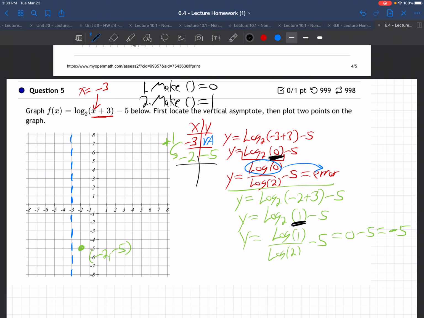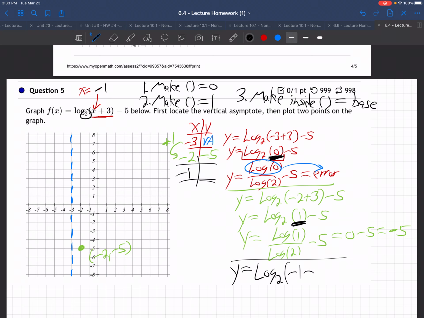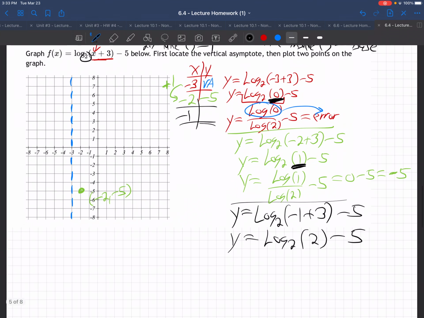Next, third, make the inside of the parentheses equal to the base. What's the base? 2 in this case. So I want to put in there whatever x value will make that 2. So what x value do I want to put in there? Well, negative 1. Does that make sense? If I make that negative 1, let me come down here. I'm going to get y equals log base 2 of (negative 1 plus 3) minus 5. See how that makes the inside of the parentheses match the base?